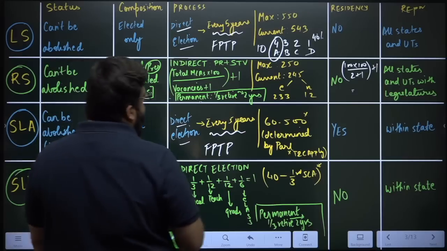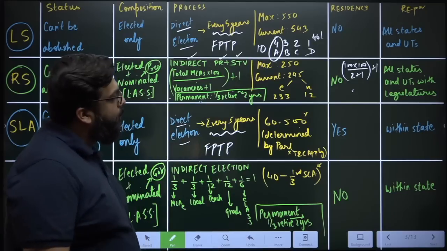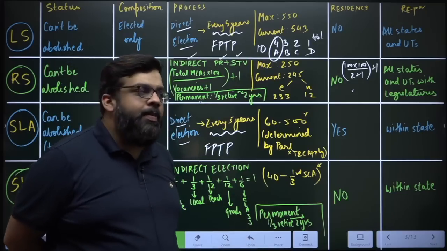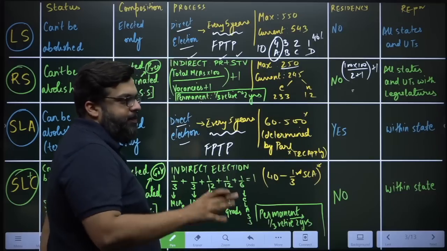For the prelims, all you need to know is indirect, proportional representation and single transferable vote, and the fact that it is a permanent body. The maximum strength at the moment is 250. This has been fixed for now.